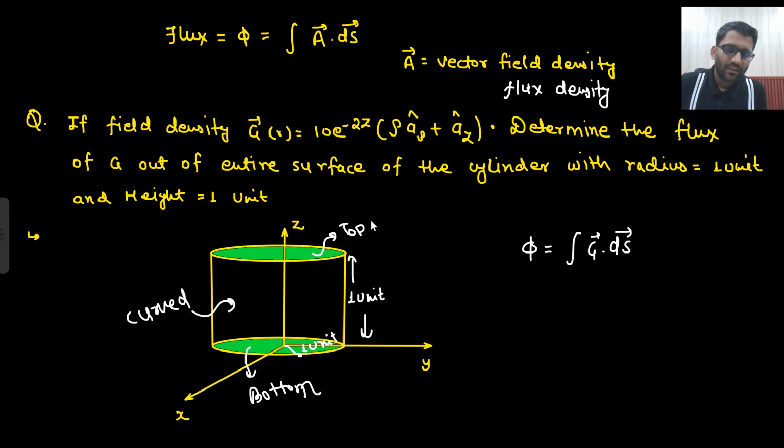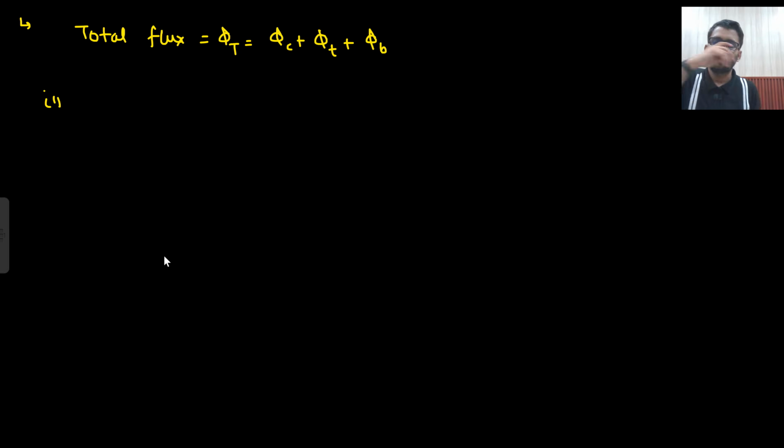Okay, so I am calling the top T, the bottom B, and the curved C. So this is the flux I need to find. First I will find from the top, then the bottom, then the curved. So total flux is phi total equals phi C plus phi T plus phi B. So let's find phi T first, the flux from the top surface.